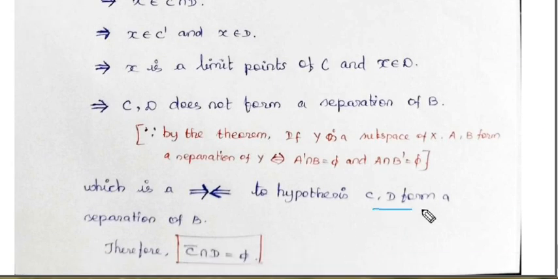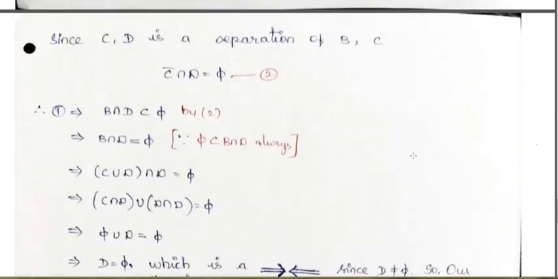What is the hypothesis? C, D form a separation, but we get that C, D does not form a separation. So therefore C closure intersection D equals empty, or C closure and D are disjoint. Now I think you can understand why we take C closure intersection D equal to empty. We note this equation as 2.